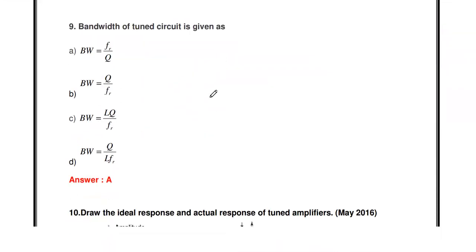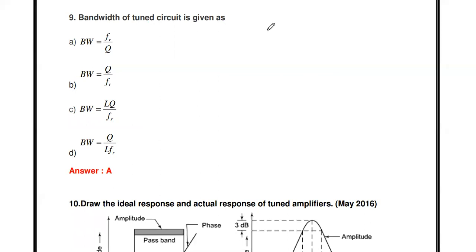Then the next one: the bandwidth of tuned circuit is given as dash. The formula is that the bandwidth of tuned circuit is equal to the ratio of resonant frequency divided by the quality factor. This is a very important formula. Using this formula we will see a problem. A 2-mark problem: the bandwidth of tuned circuit is inversely proportional to the quality factor. So from this we can write quality factor equal to FR by BW. We already saw the question in the previous video, quality factor in terms of resonant frequency and bandwidth.